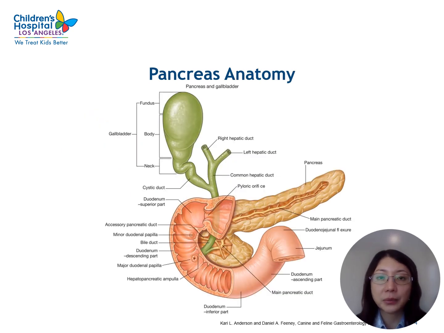For the pancreas, we all know it sits deep inside the abdomen. It's behind the stomach, and the pancreas secretes pancreatic juice and drains through the pancreatic duct. The pancreatic duct joins with the hepatic duct, forming the common bile duct, and has an opening in the duodenum.